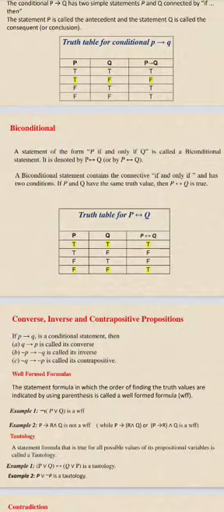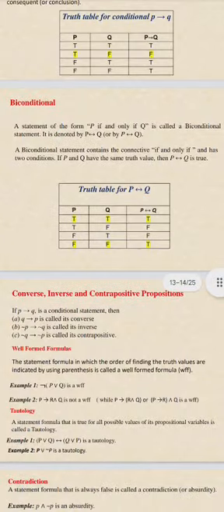A biconditional statement contains the connective if and only if and has two conditions. If P and Q have the same truth values, then P if and only if Q is true. Truth table for P if and only if Q: same truth value is true, different truth value is false. So true true is true, true false is false, and false true is false.